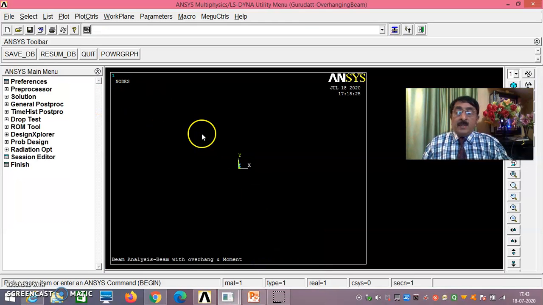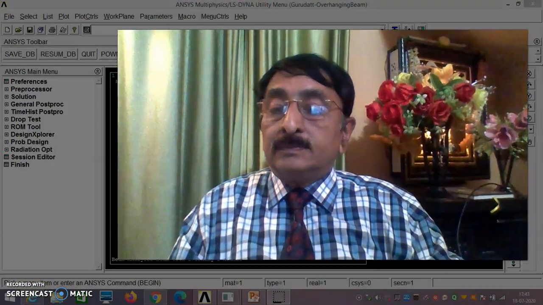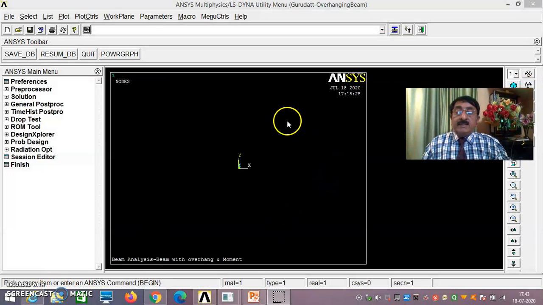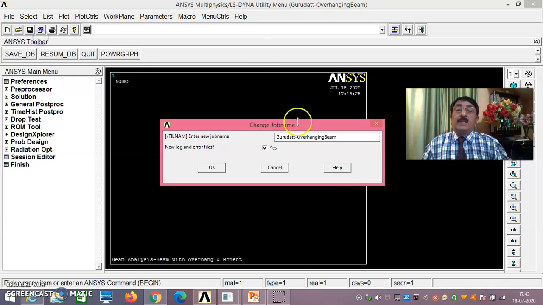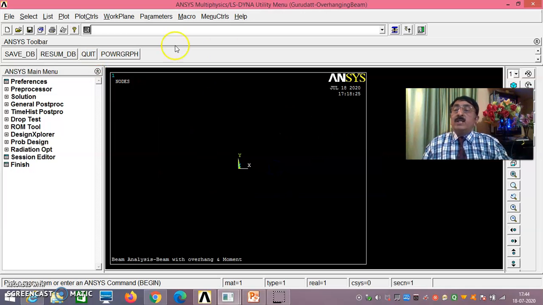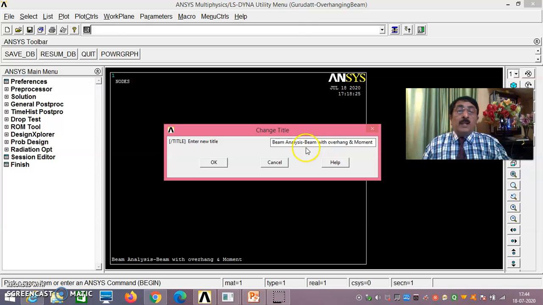Now as you see in Ansys, first as usual I have already done File, Change Job Name. I have already entered Gurdat overhanging beam. Say okay. Once you do this, Gurdat overhanging beam will be there. In the same file, change the title also: beam analysis with overhang and moment.